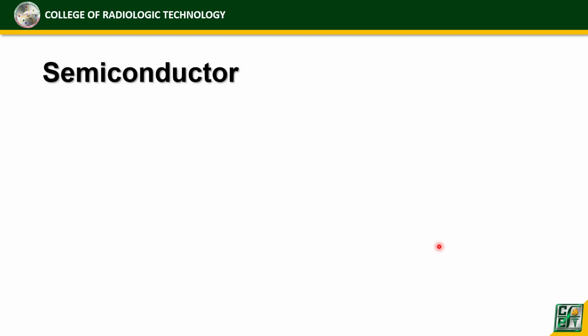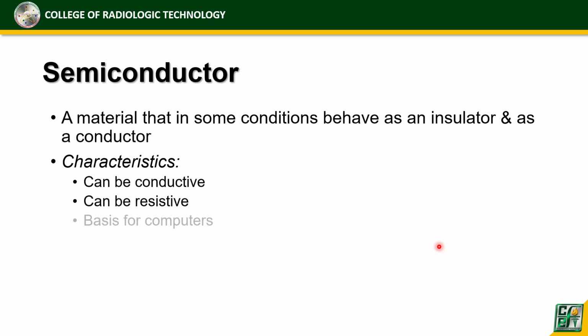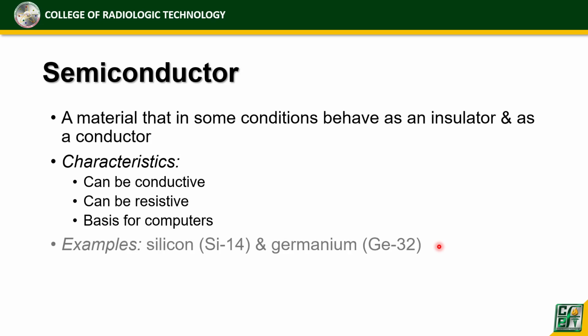Then semiconductor, so it acts as either an insulator or conductor. So can be conductive, can be resistive. Okay, basis for computers, particularly yung mga computer microchips. Okay? So example niya ay silicon and germanium.